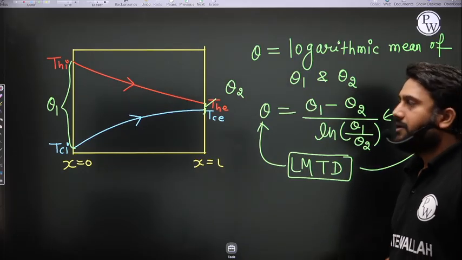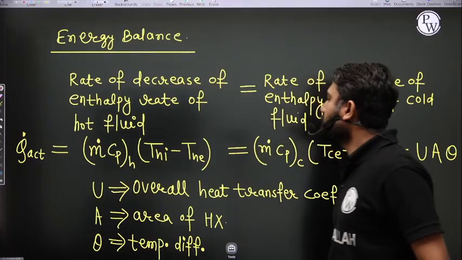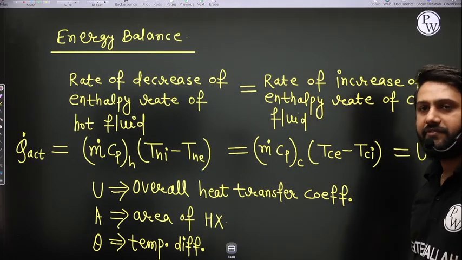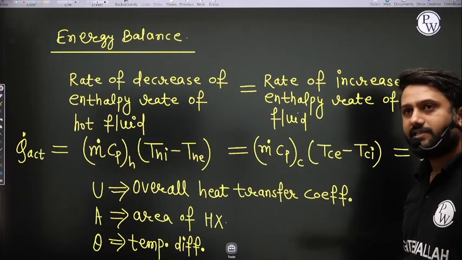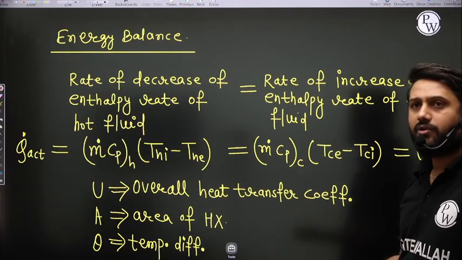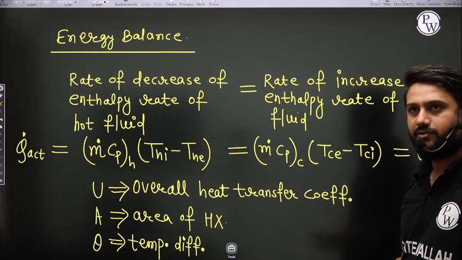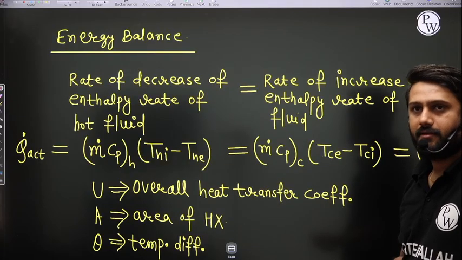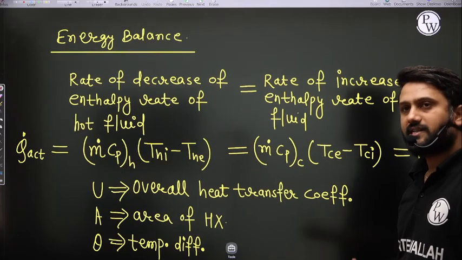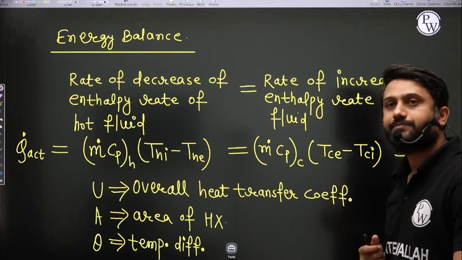Is it clear? Now in this mathematical expression, theta is a temperature difference, A is the area of the heat exchanger. What is U? That U is the overall heat transfer coefficient, which we already discussed.